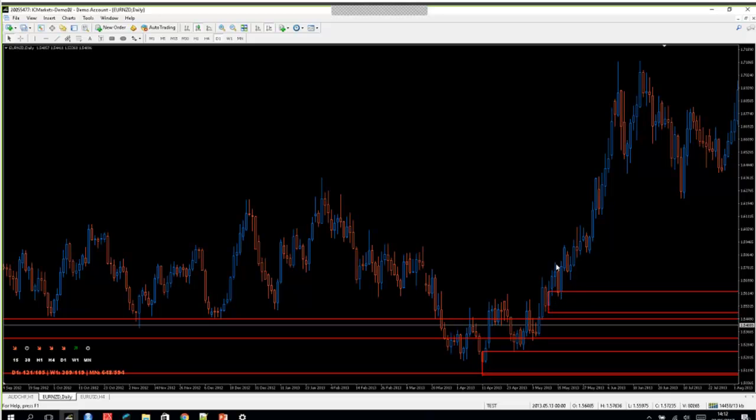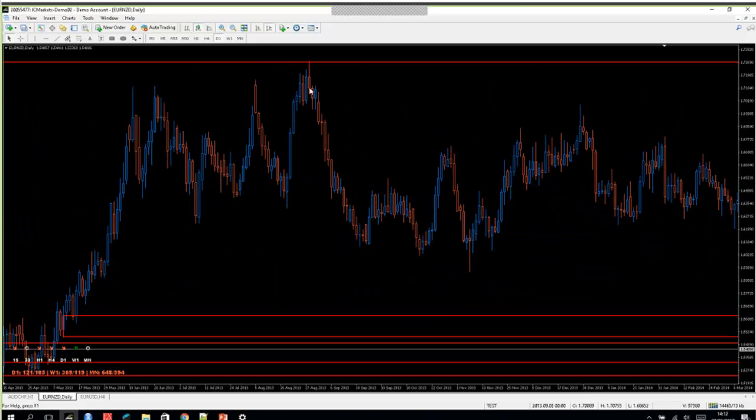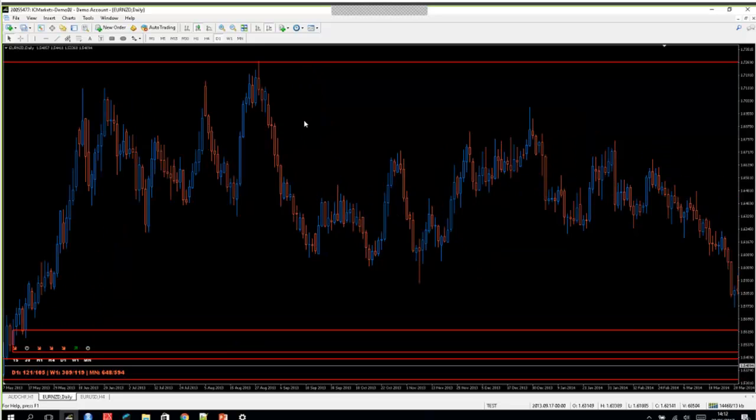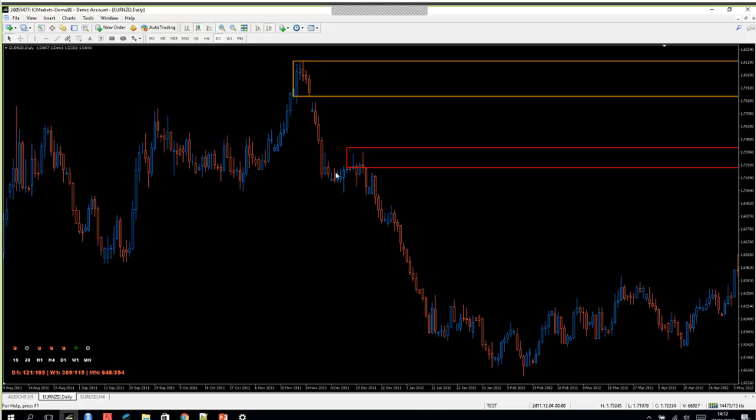This is the one that did it. And price tested that, and it went higher. And you see price reacted on the rectangle here. If we go back and have a look at what that was, well, this was the high of this swing here.